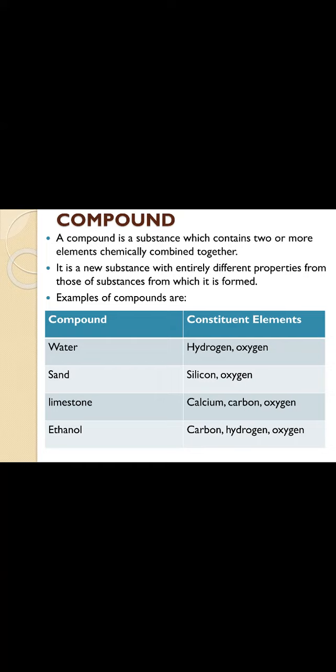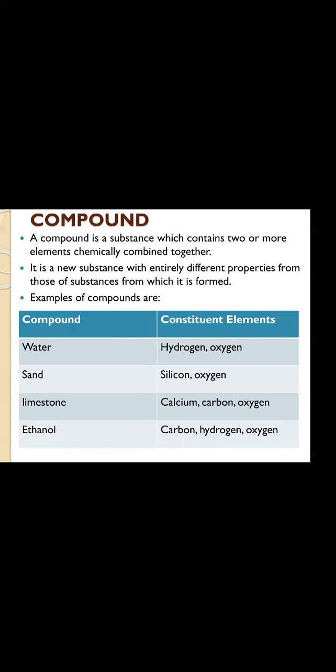Example, water. This is something we use every day. Water contains hydrogen and oxygen. The properties of hydrogen and oxygen are different from the properties of water itself. You have sand also, which is made up of silicon and oxygen, SiO2. The properties of silicon and oxygen differ from the properties of sand. So these are the properties of compounds.